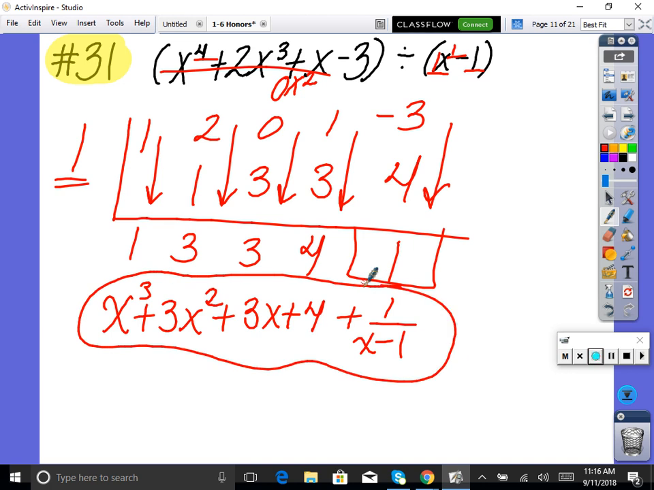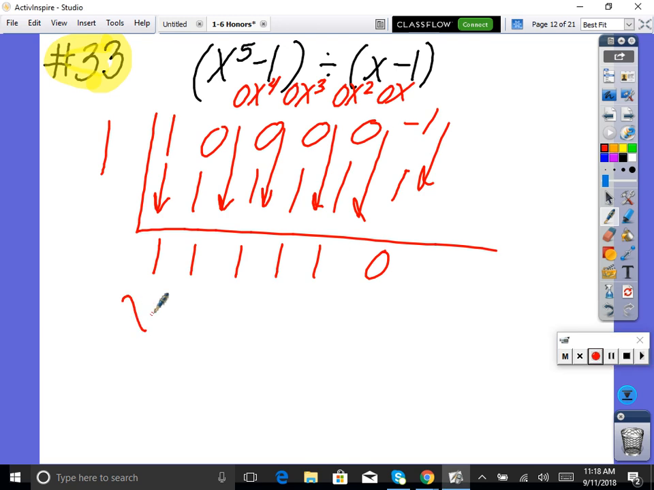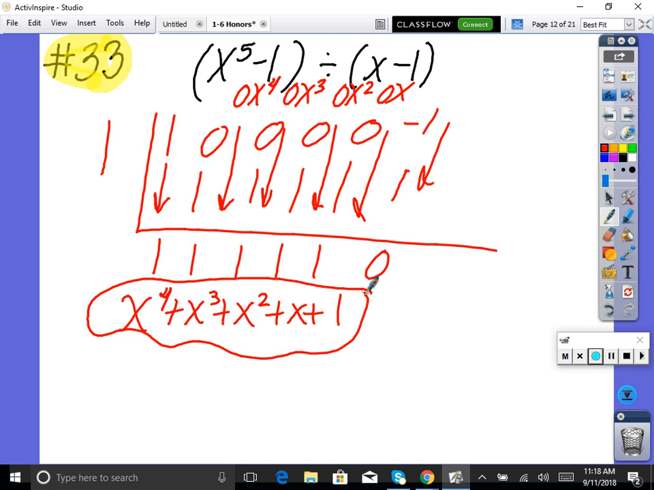Okay, how about you guys try 33? You're getting a piece of homework done. Do it. Try 33 with synthetic division. So hopefully you got this. So because the remainder was 0, we know 1 is a solution to that. It's going to cross at 1 for sure.